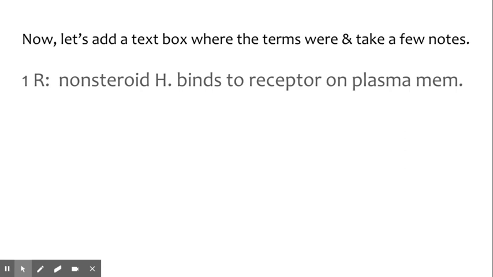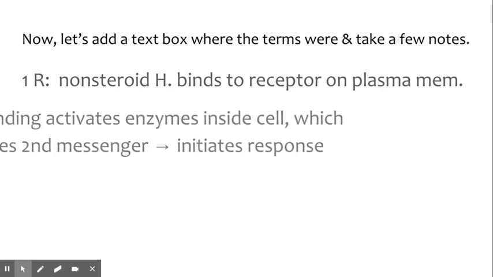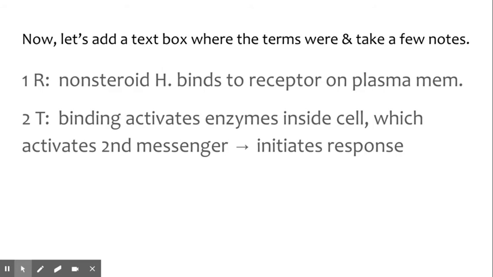So reception: the non-steroid hormone, and I'm abbreviating, binds to the receptor located on the plasma membrane. Transduction: the binding of the hormone to the receptor activates enzymes inside the cell, which are then going to activate second messengers, and so on and so forth. The signal cascade initiates a response. And so the response is just that the cell responds.